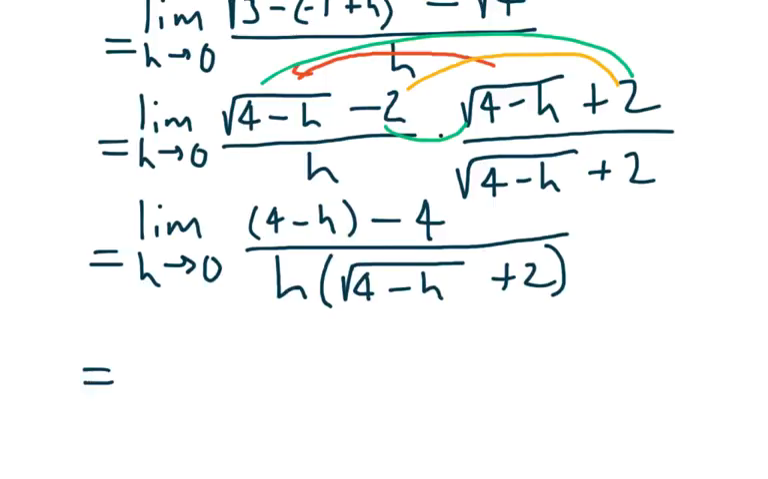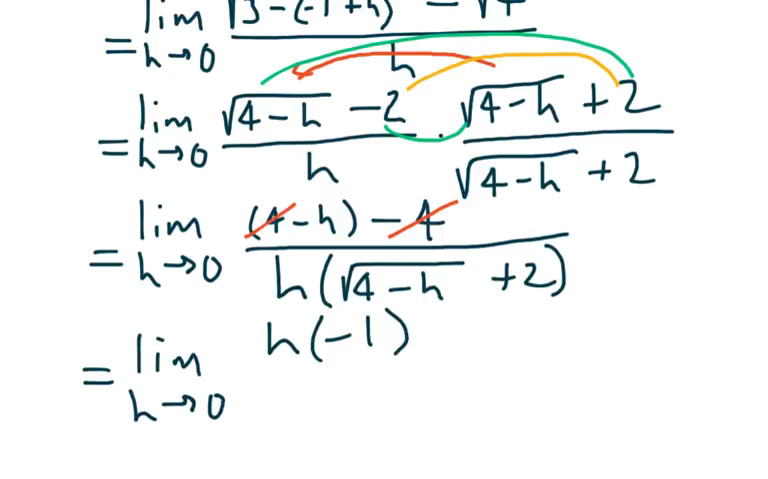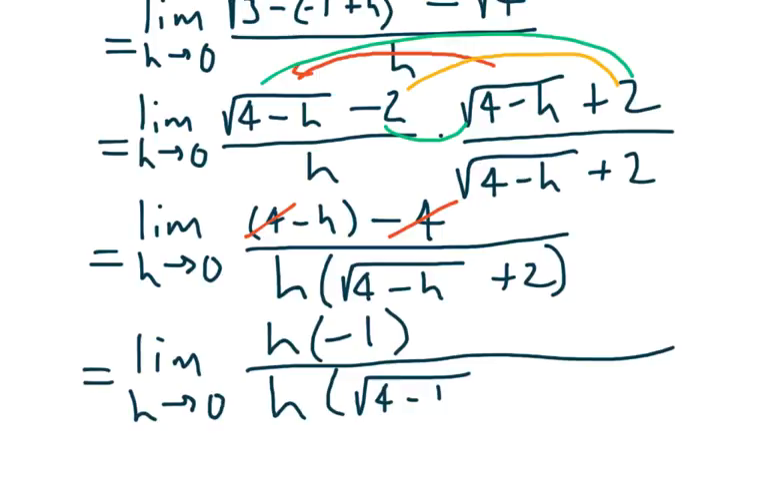Simplifying the numerator gives us the limit as h approaches 0 of 4 minus h minus 4. And the 4's cancel, which leaves us with minus h, which I'm going to write as h times minus 1, divided by h times the square root of 4 minus h plus 2. I'm writing it this way because now I have an h factored out of the numerator and an h factored out of the denominator, which means I can cancel.